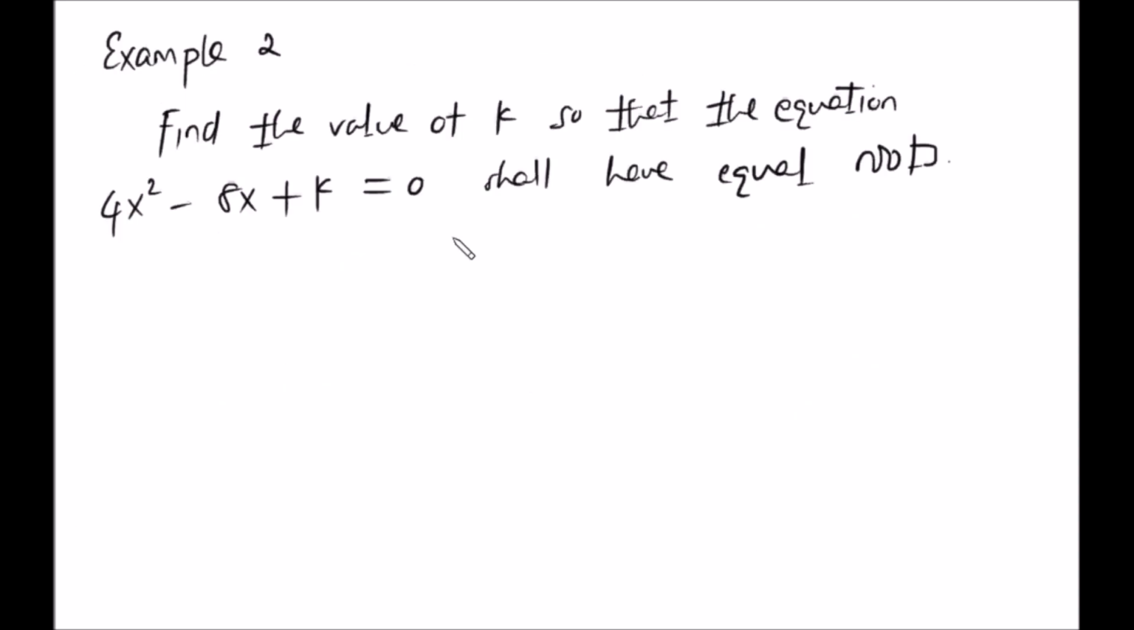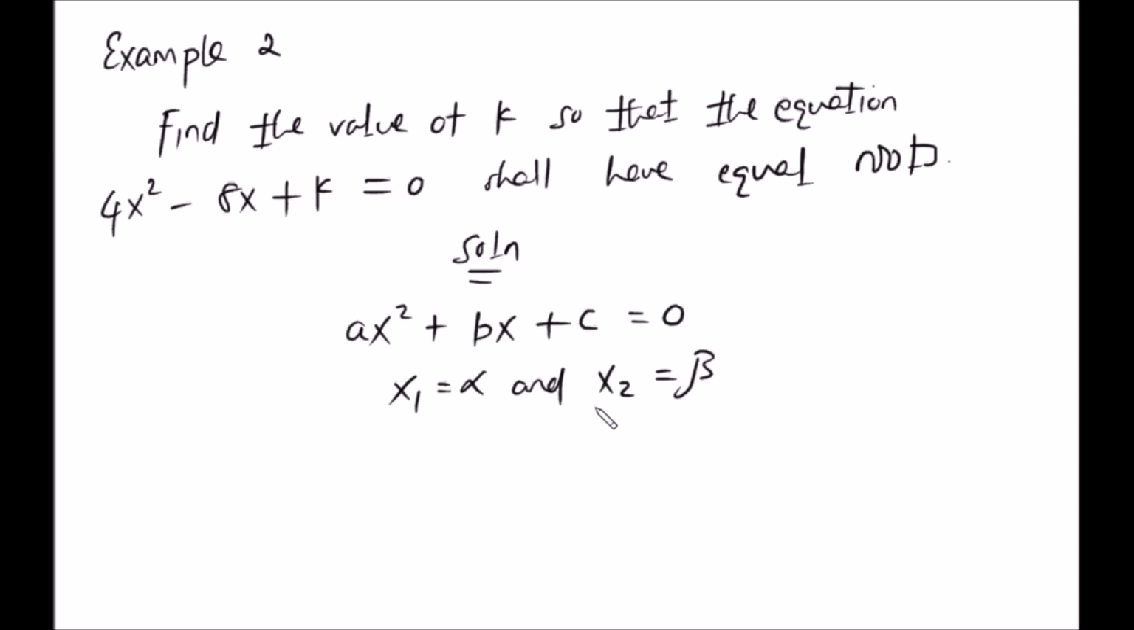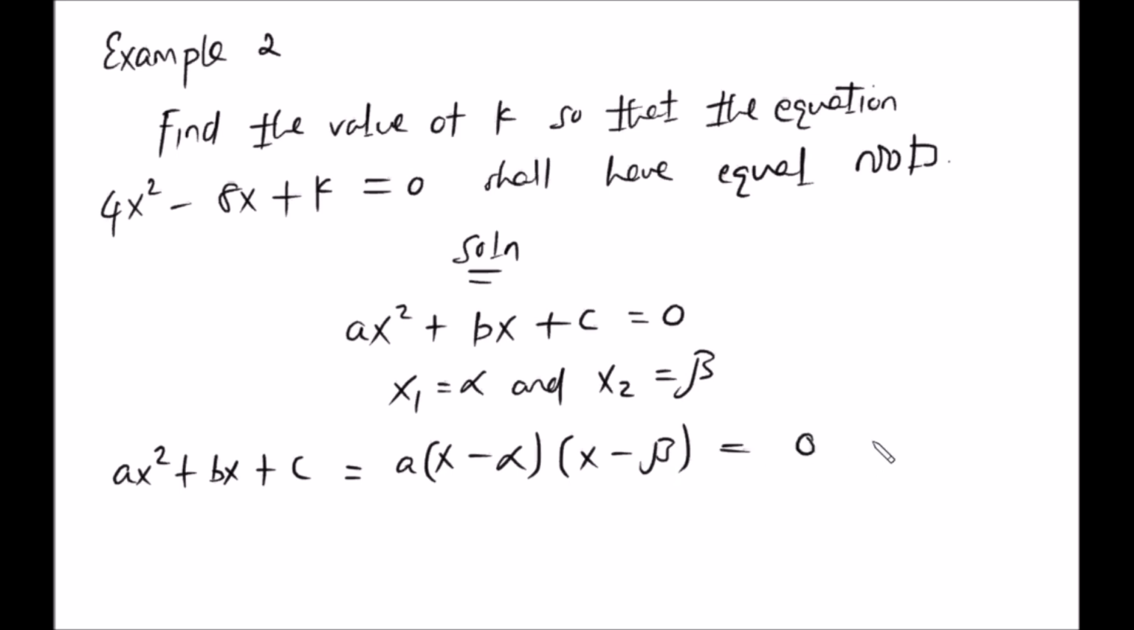Example 2 anasema find the value of k so that the equation huyu 4x squared minus 8x plus k is equal to 0 will have equal roots. So kwa kawaida a quadratic equation kama hii inakuwa na roots mbili, x1 let's say ni alpha na x2 let's say ni beta, ambapo hii maana yake ni kwamba hii equation hapa juu ukifactorize, yani nikifactorize huyu ax squared plus bx plus c itakuwa sasa na a times x minus root ya kwanza times x minus root ya pili, so ni sasa na 0.